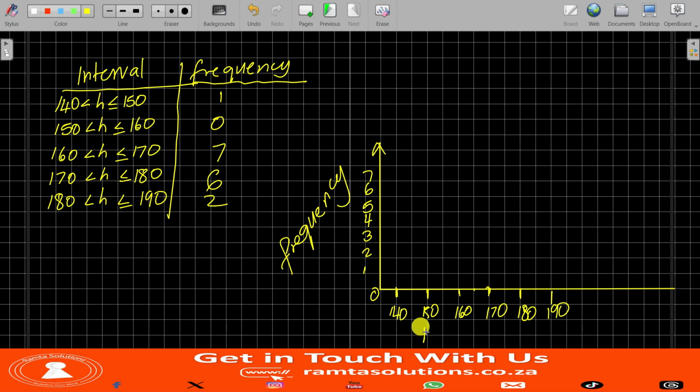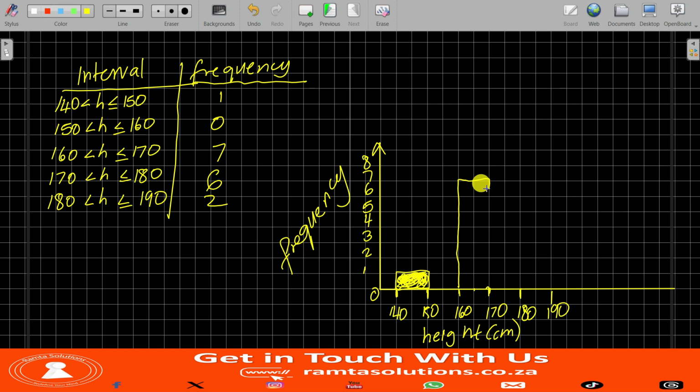Let's look at it. For the interval 140 to 150, the frequency is 1. So when we draw it, we will draw a rectangle that's like this. You can color it. For the 150 to 160, it's 0, so we don't have to do anything. For the 160 to 170, it's 7. So we're going to go up to 7.